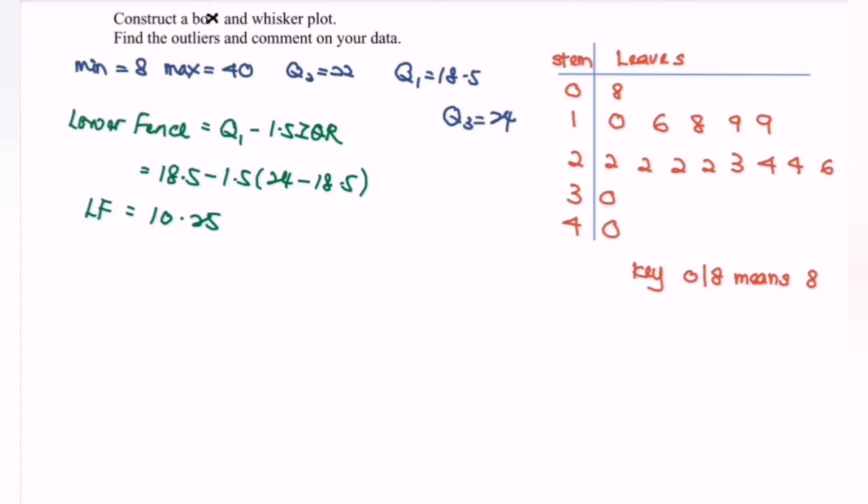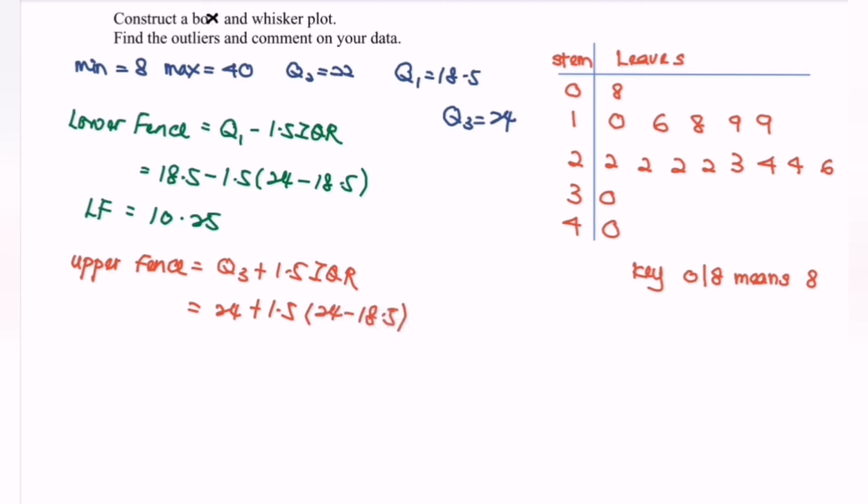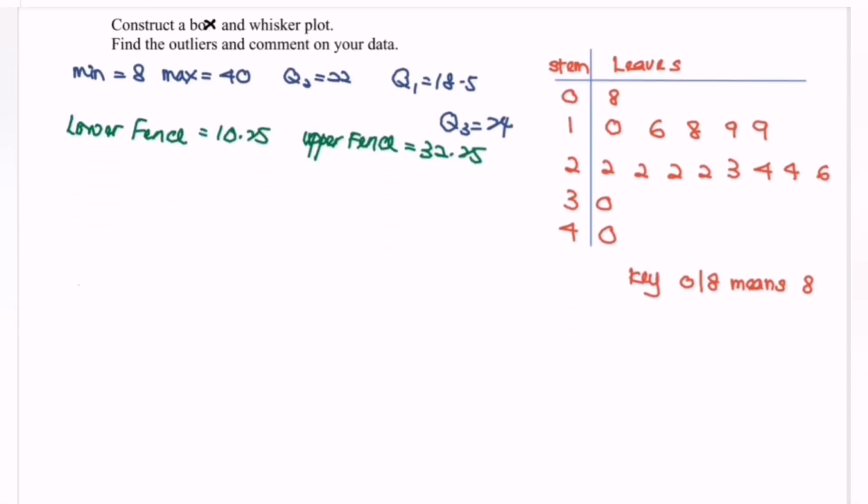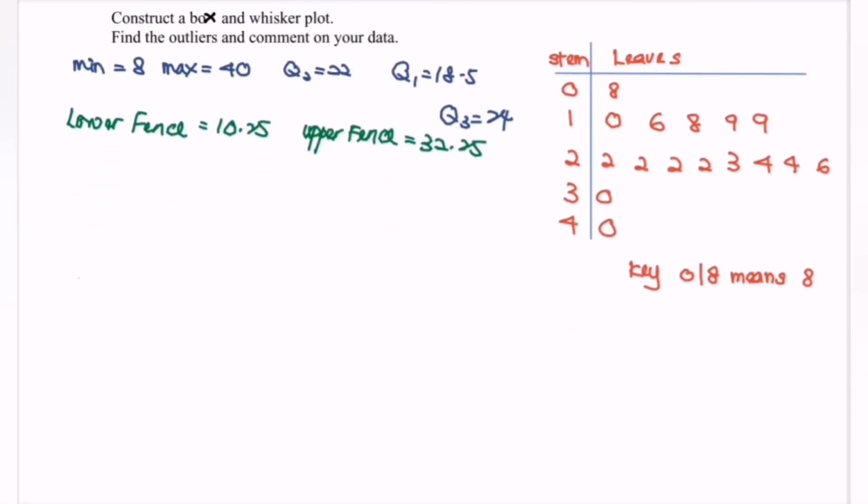Next, move on to the upper fence. By referring to the formula, we have Q3, which is 24, plus 1.5 multiplied with the interquartile range, which is 24 minus 18.5. So in here we have the upper fence, which is equal to 32.25. So now we already have the 5-number summary.